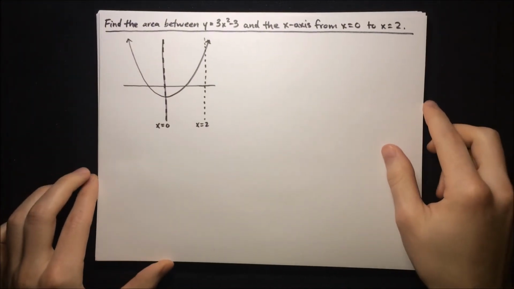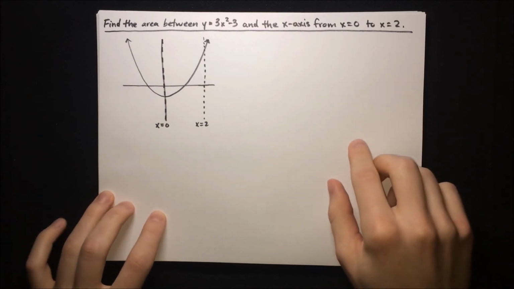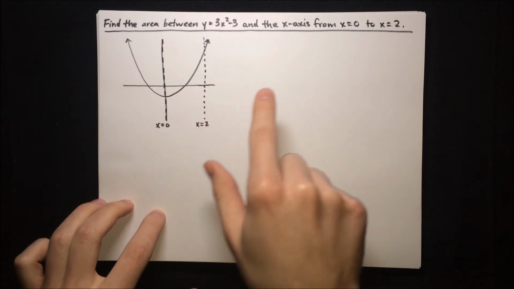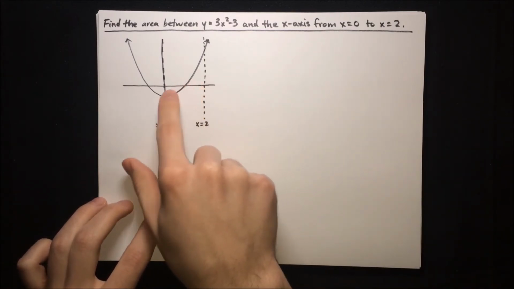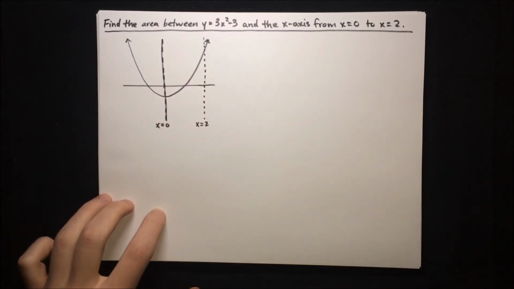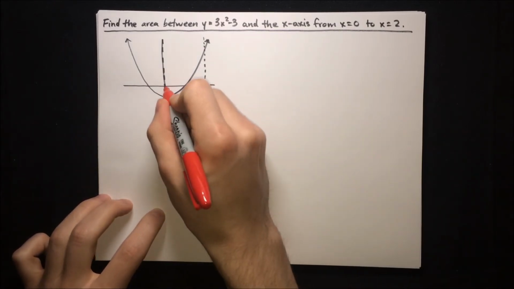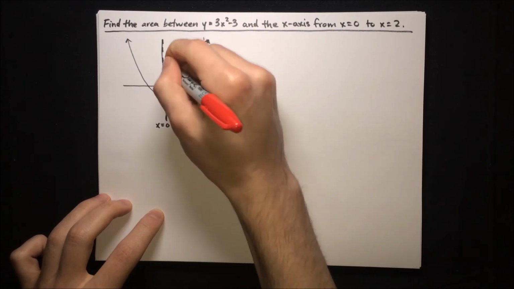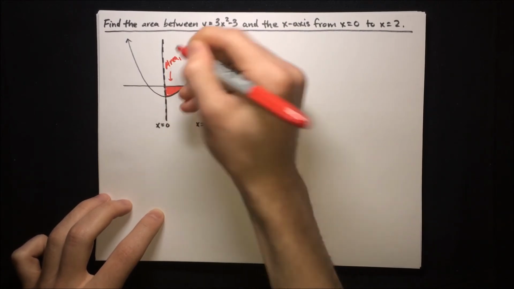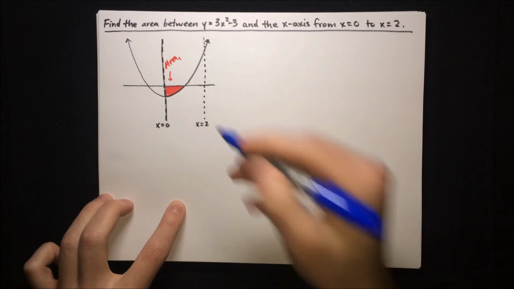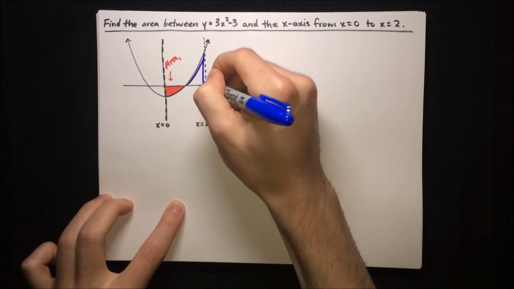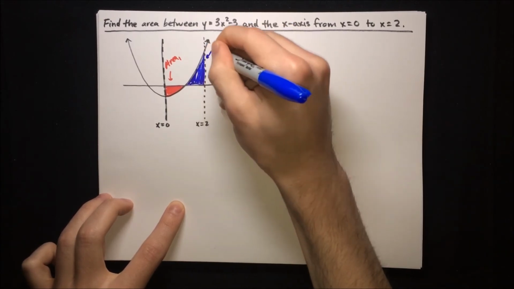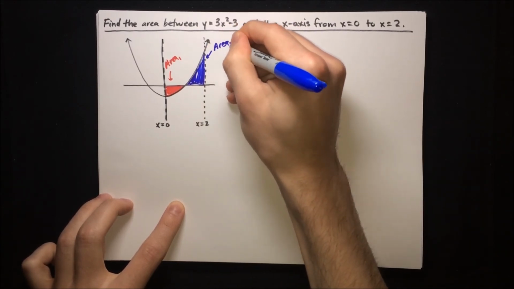Here's a final example, and this is going to be the trickiest because we're also going to have to break this one up into two different areas, but we're not actually given the point at which we need to break it up. So we're going to break it into an area that's below the x-axis. This will be our area 1. And then we need to break it into another area that's above the x-axis, and that'll be our area 2.